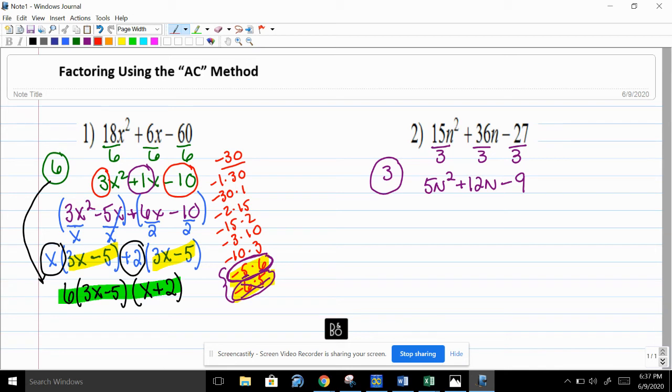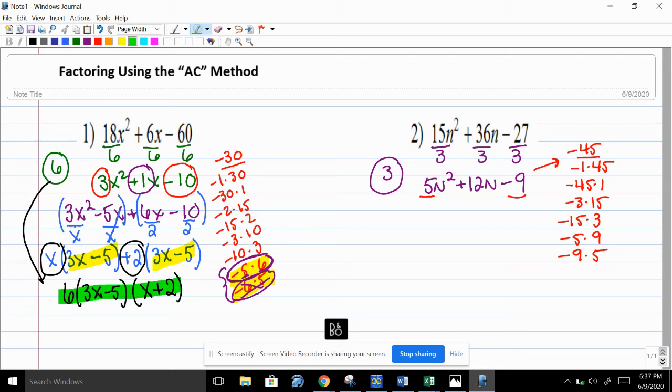Okay, I'm going to multiply A with C. 5 times negative 9. That's negative 45. I'm going to list out my factors. Negative 1 and 45. Negative 45 and 1. 2 is not going to work. Negative 3 and 15. Negative 15 and 3. Okay, 4 is not going to work. Negative 5 and 9. Negative 9 and 5. Okay, so those are my pairs of numbers that I'll multiply to negative 45.